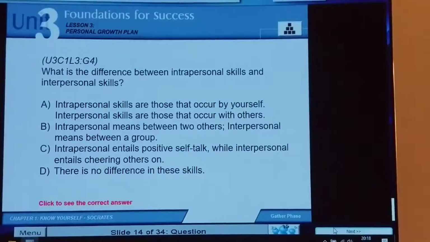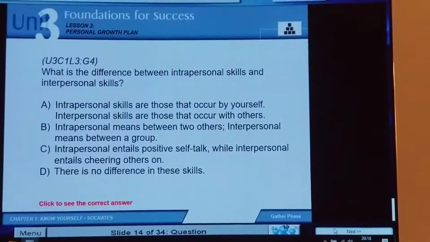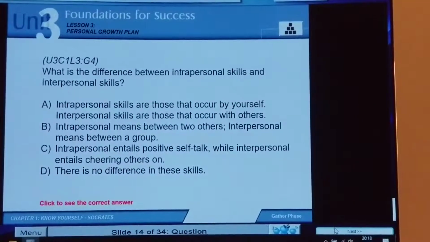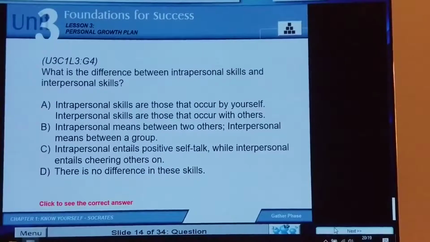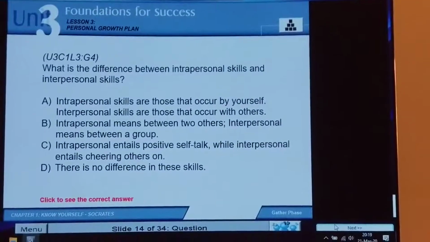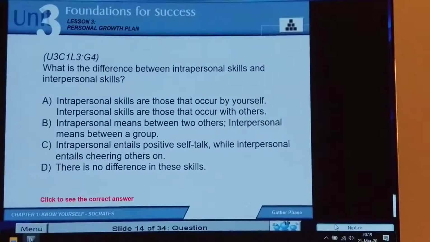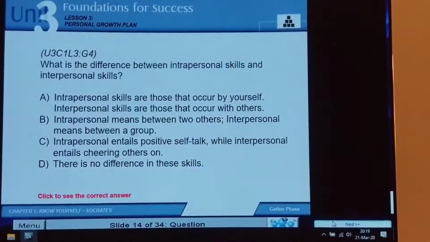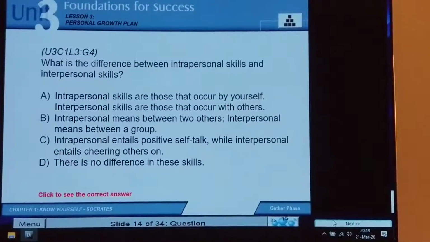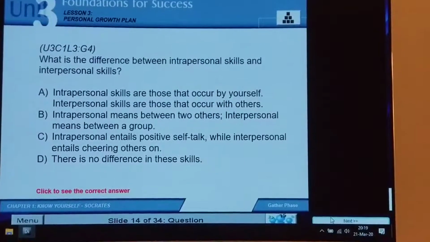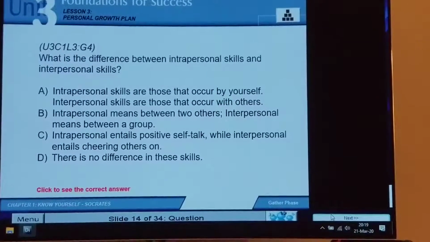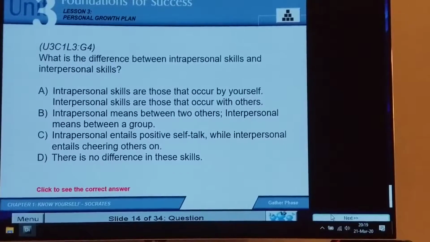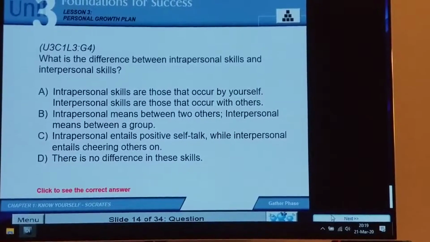What is the difference between intrapersonal skills and interpersonal skills? Take a look at A, B, C, and D. A, intrapersonal skills are those that occur by yourself. Interpersonal skills are those that occur with others. B, intrapersonal skills mean between two others. Interpersonal skills mean between a group. C, intrapersonal entails positive self-talk, while interpersonal entails cheering others on. D, there is no difference between these skills.